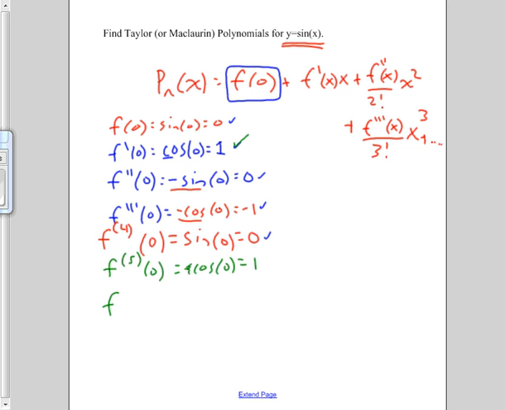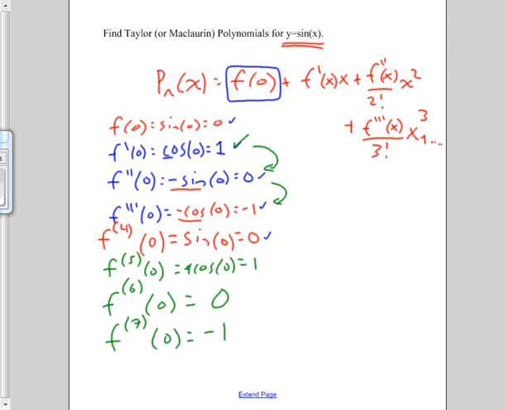So let's just get a couple more of these. The sixth derivative of 0 equals 0, and the seventh derivative of 0 would be -1. Okay, so let's now go ahead and find our Taylor, or the other name for it is the Maclaurin polynomials for y equals sine of x.